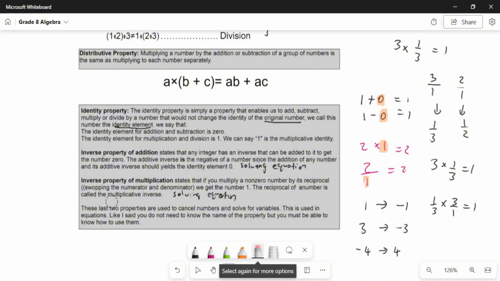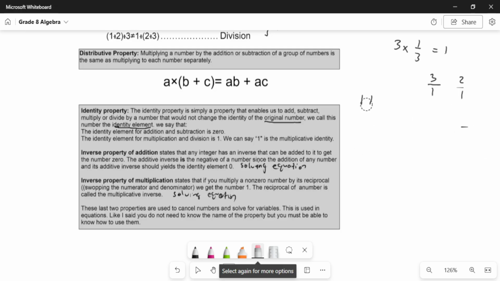The last two properties are used to cancel numbers and solve for variables, exactly as I've said for solving equations. This is used in equations. And like I said, you do not need to know the name of the property, but you must be able to know how to use it. Right, so that's a very important point that I made here. You don't need to specifically know the name, you just need to know the function of it.